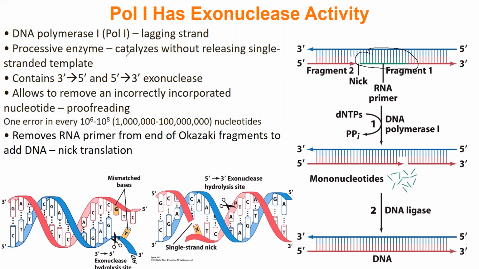When we talk about polymerases, you hear the word processive a lot. Some polymerases are processive, some have very bad processivity. A processive enzyme will do multiple reactions without falling off the template. Different polymerases have different levels of processivity. DNA poly 1 and DNA poly 3, which we'll talk about today, have very high processivity.